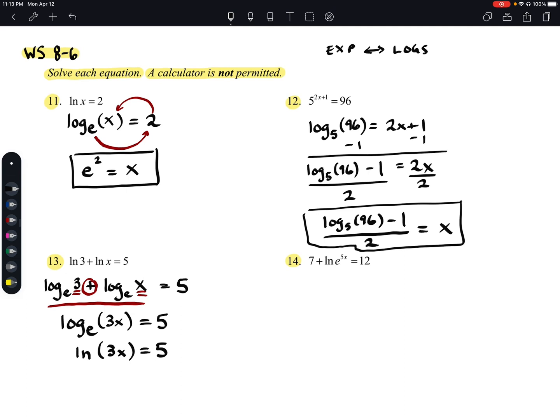And now to solve for x, we've got to take it out of log form and put it into exponential form. So thinking about it in either form, this is like e to the 5th power is equal to 3x. And then we're going to isolate x by dividing each side by 3. So our final answer for this one, x should equal e to the 5th divided by 3.